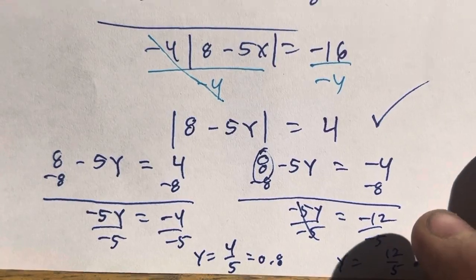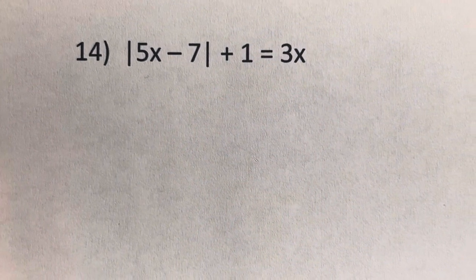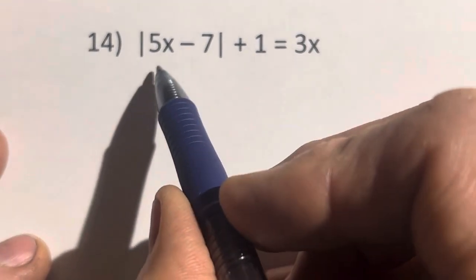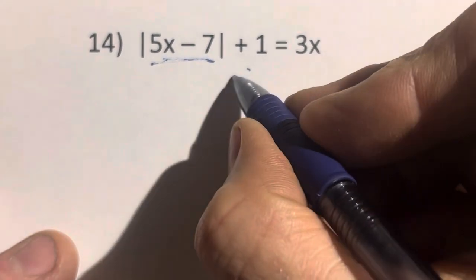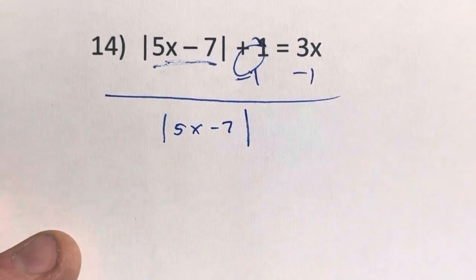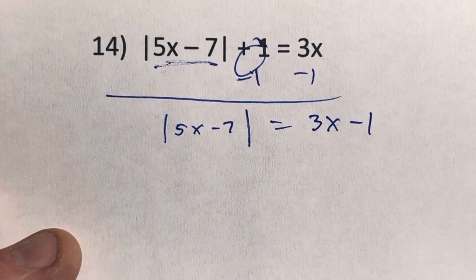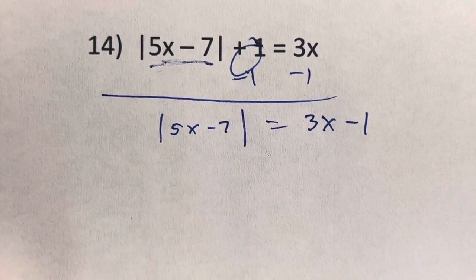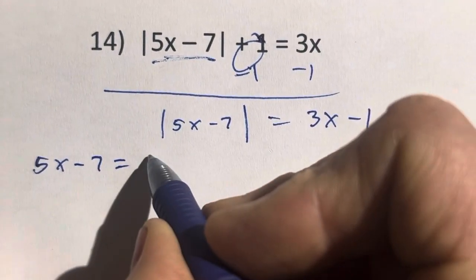All right. Now, a couple more. This is number 14. And this one's different because we've got a variable on this other side. Still, though, this absolute value's got to be isolated, and this plus 1 has to go because we've got to have our absolute value all by himself. And this time it equals 3x minus 1. All right, so now I can set up my two equations because I got my absolute value by itself. Now here's where we're a little bit different this time. So I've got this 5x minus 7 equals this 3x minus 1.